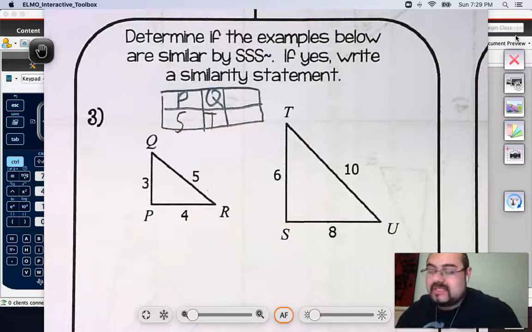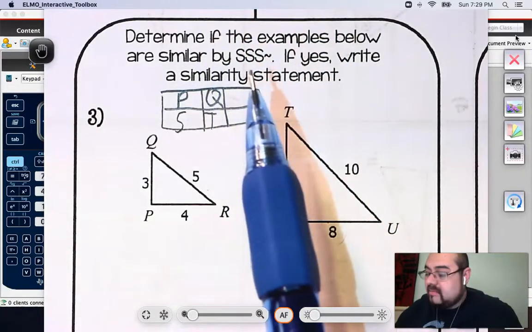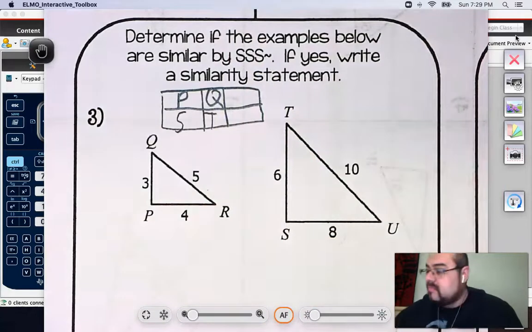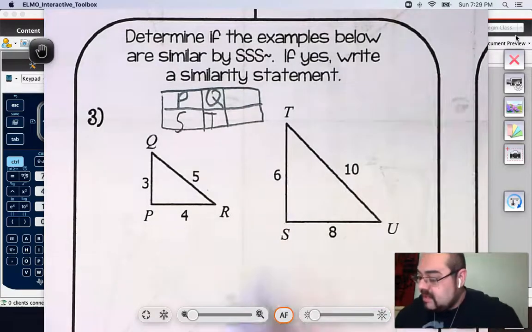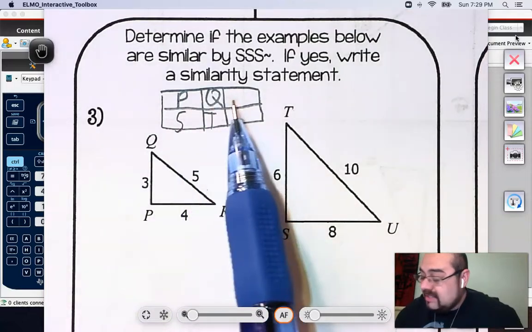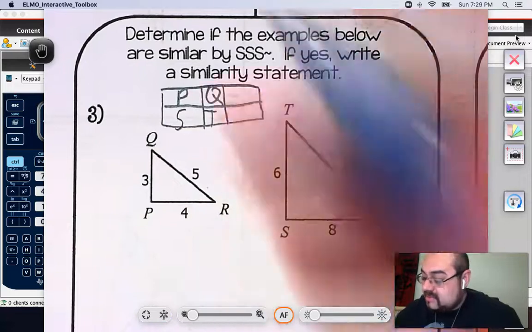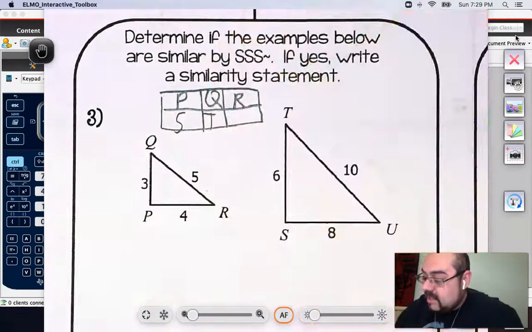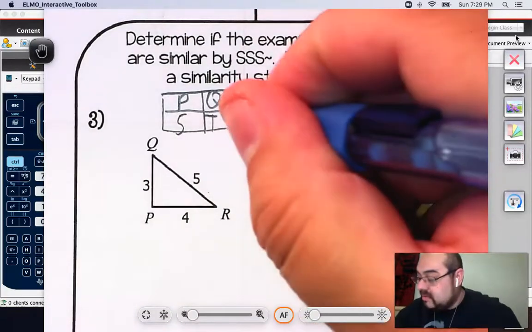Again, I don't know if they're similar. I haven't proven to myself if all the sides are proportional to each other. I'm just trying to see if I can test something out here. Now, if you notice PQ, ST, you're pretty much done because all that's left is the one letter that you haven't touched. In the smaller triangle, the only letter we haven't touched is R. And in the bigger triangle, the only letter we haven't touched is U. So I'm going to go ahead and put U here.